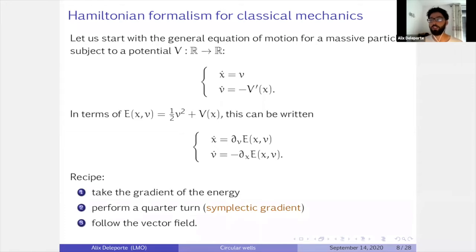So the recipe to obtain the equation of motion and the evolution of the system is as follows. You consider first the gradient of the energy, which is a nice vector field on R2, or on S1 times R, if x is a variable in S1. You perform a quarter turn on this vector field, and you obtain what I will call the symplectic gradient. And then you follow this vector field, and this is your time evolution.